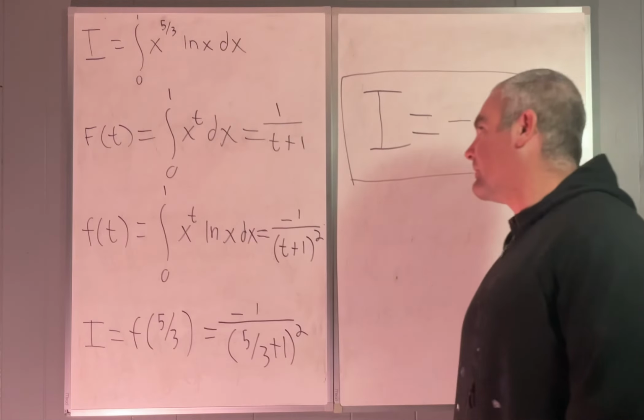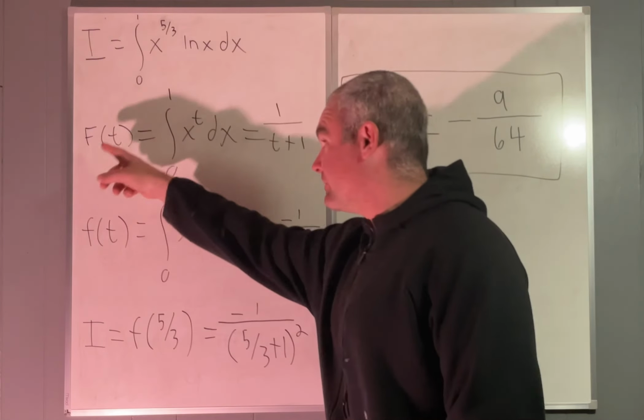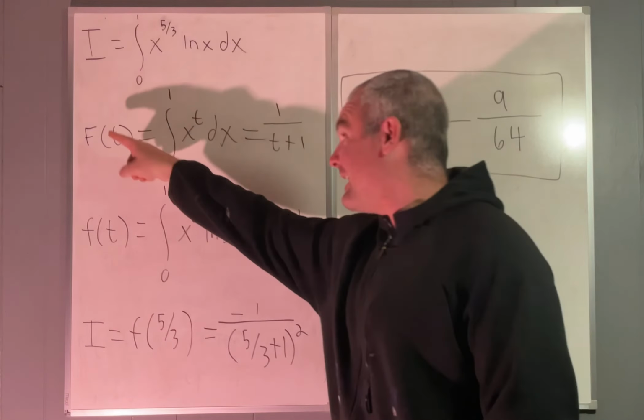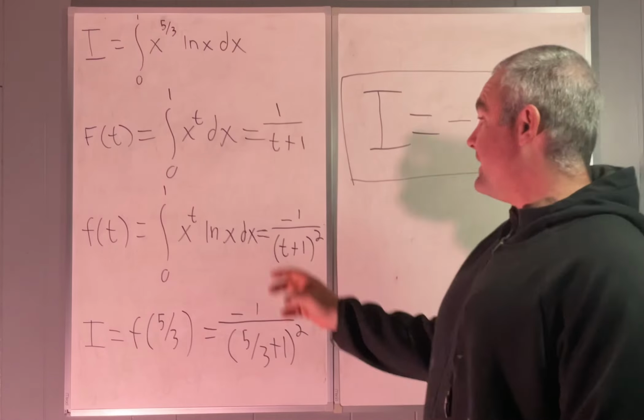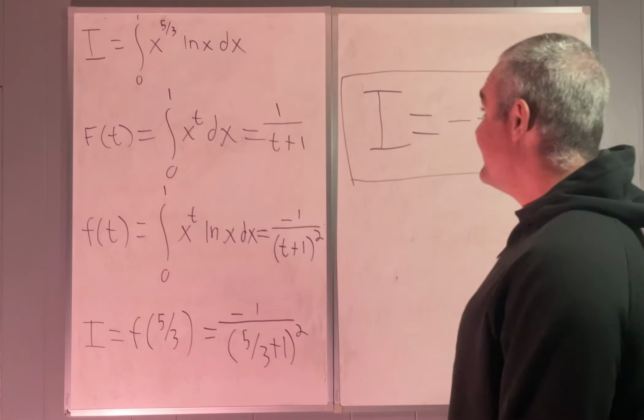So the first thing we're going to do is create a function of t, and we're going to label it big F of t. And it's going to be the integral from 0 to 1 of x to the t dx.